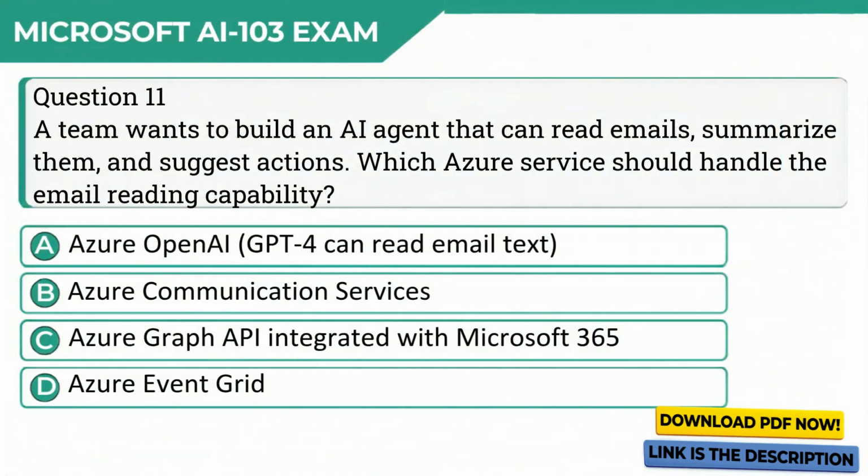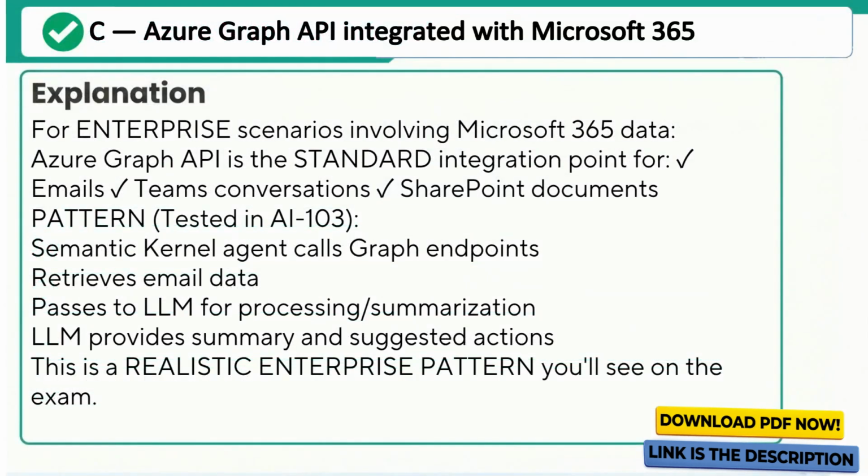Question 11. A team wants to build an AI agent that can read emails, summarize them, and suggest actions. Which Azure service should handle the email reading capability? A. Azure OpenAI GPT-4 can read email text. B. Azure Communication Services. C. Microsoft Graph API integrated with Microsoft 365. D. Azure Event Grid. Correct answer, C. Graph API integrated with Microsoft 365.